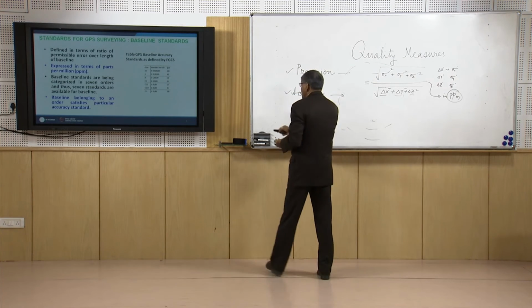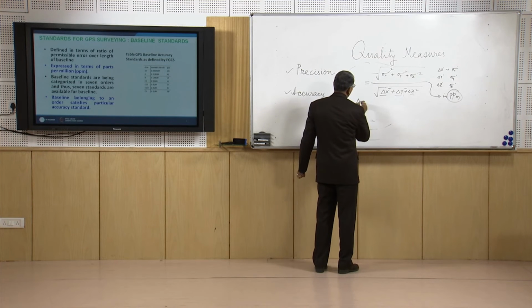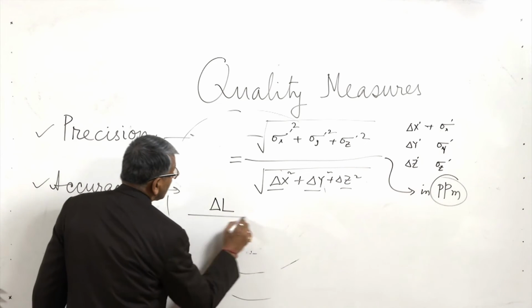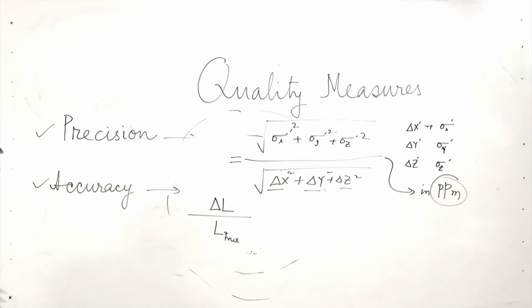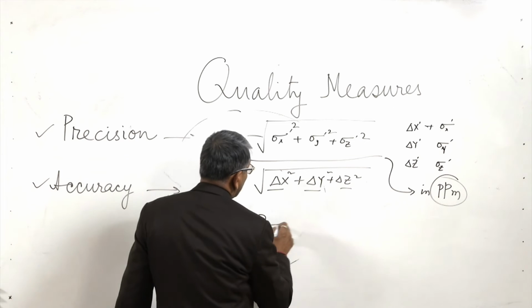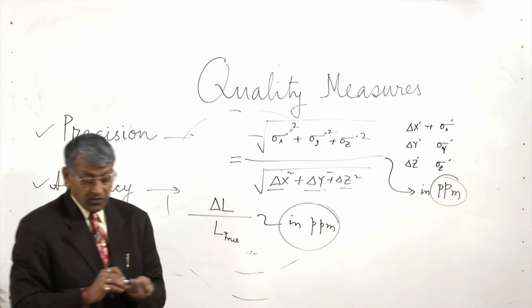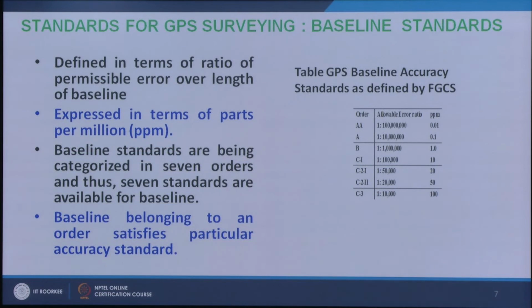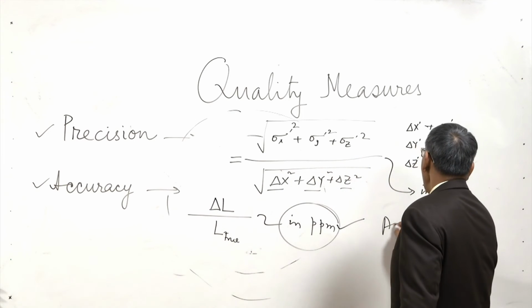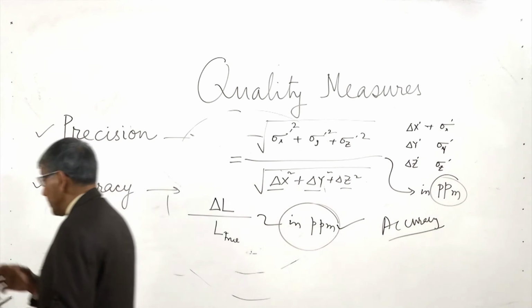And for accuracy, what we need to do, as I already told you, is take the error in length divided by the true length. This we will also be able to get in parts per million, and this value we will compare with this to find out what accuracy standard we have achieved.